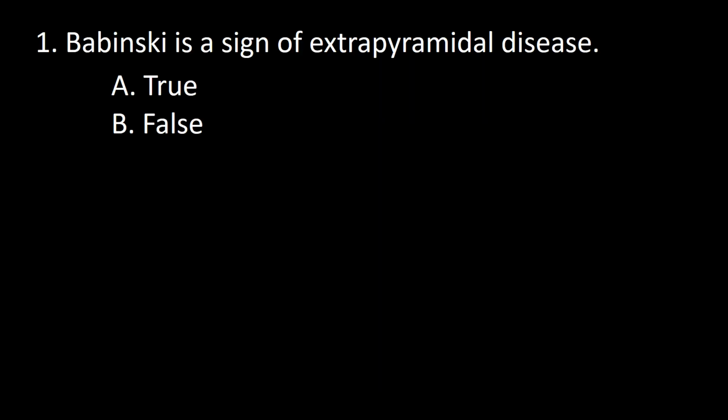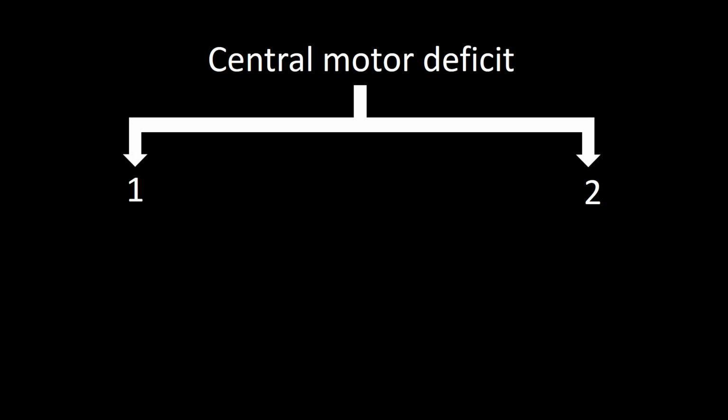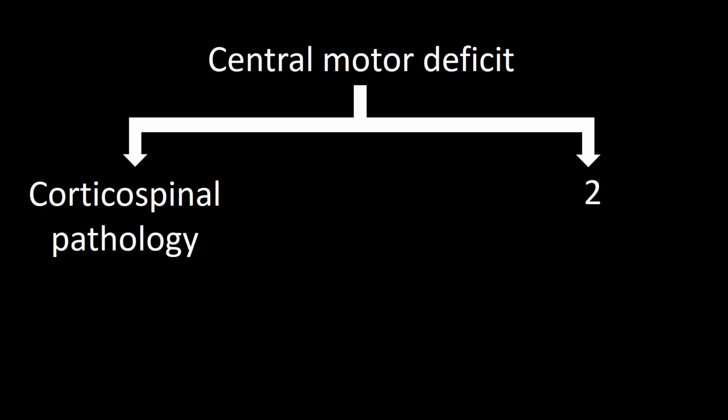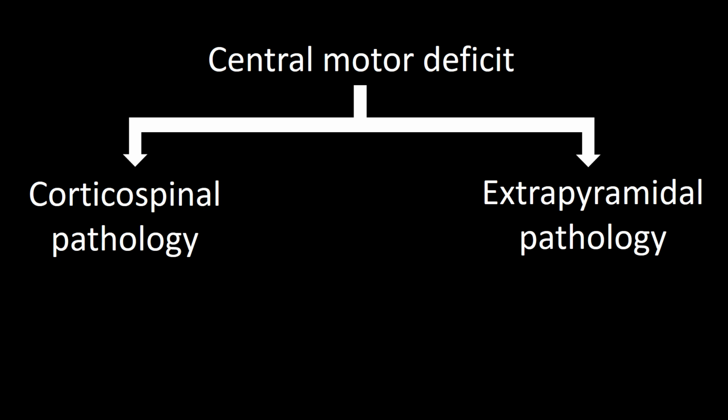The first question is, Babinski is a sign of extrapyramidal disease. A true, B false. Central motor deficit can be divided in two groups, those that occur as a consequence of corticospinal pathology and those that occur as a consequence of extrapyramidal pathology. In the next few frames, we will populate a table highlighting the difference between them.